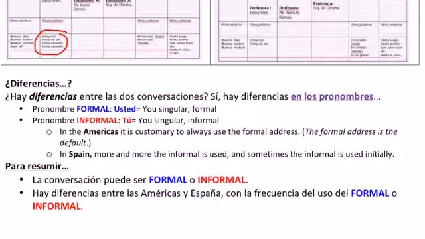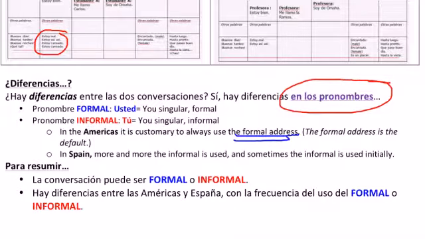We just need to make sure that we understand that the differences between the two conversations are in the pronouns. If I want to address someone informally, I'm going to use tú. But if I'm going to address someone formally, I'm going to use usted. Keep in mind that in the Americas, it's always customary to use the formal address. And in Spain, more and more, the informal is used.